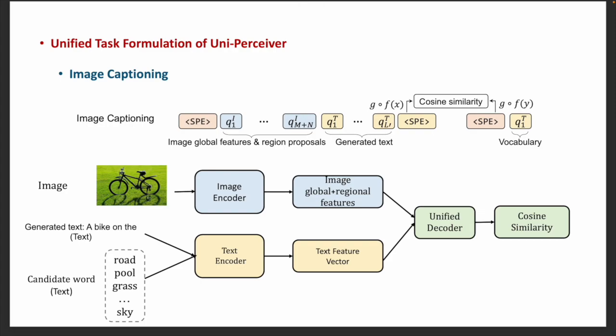For image captioning, the thing is a little different. The input set is the image and the already generated text, and the target set is the candidate words, which is also known as the vocabulary. The SPE token is inserted into the end of the input sequence, whose feature is used to compute cosine similarity with each word in the vocabulary.